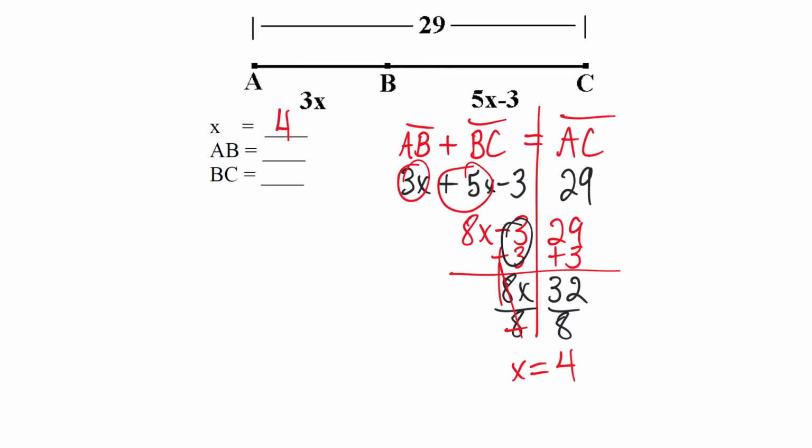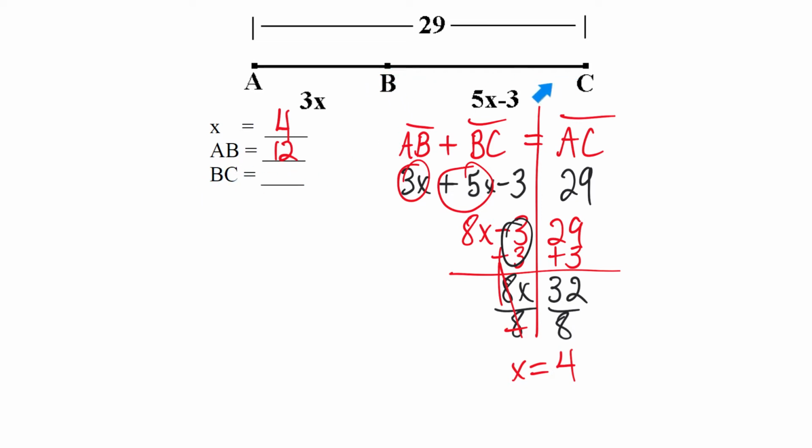Now from there, I want to find out how long both of these segments are. So AB is 3x. What was keeping me from knowing exactly how long AB is was that I didn't know the value of x. I do now. I know that it's 4. So I'm going to take that 4 and plug it in there, and there's a multiply here, so I'm going to go 3 times 4. That tells me that segment is 12 units long.